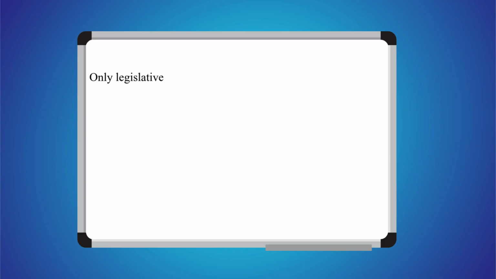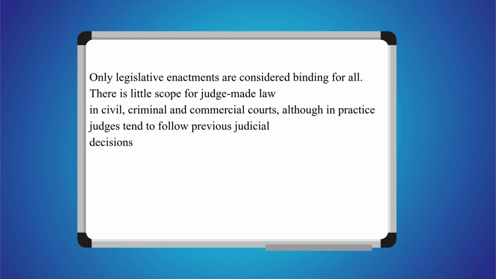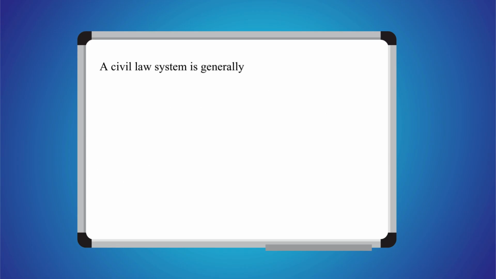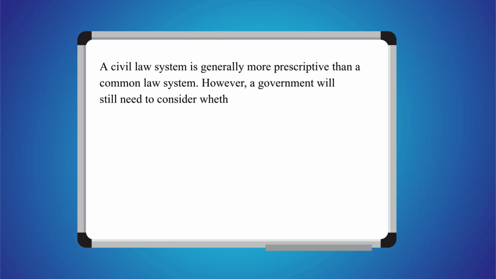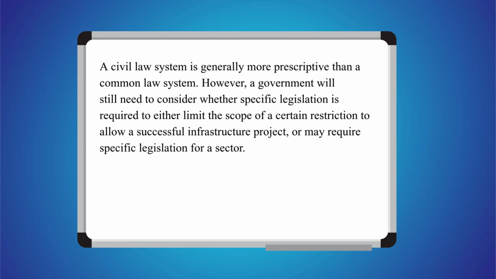Only legislative enactments are considered binding for all. There is little scope for judge-made law in civil, criminal and commercial courts. Although in practice judges tend to follow previous judicial decisions, constitutional and administrative courts can nullify laws and regulations, and their decisions in such cases are binding for all. A civil law system is generally more prescriptive than a common law system. However, a government will still need to consider whether specific legislation is required to either limit the scope of a certain restriction to allow a successful infrastructure project, or may require specific legislation for a sector.